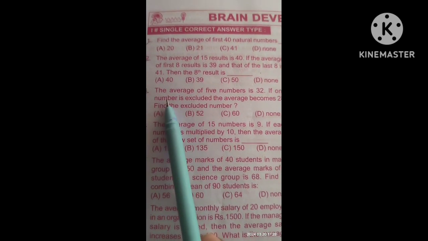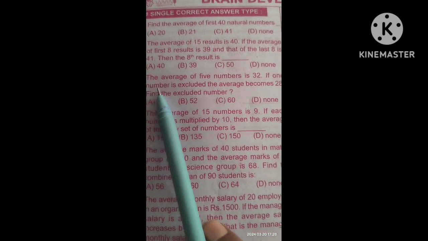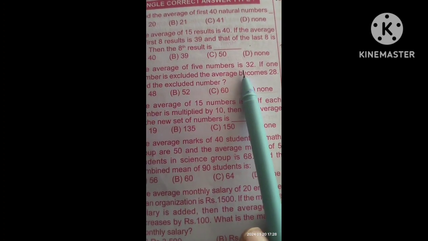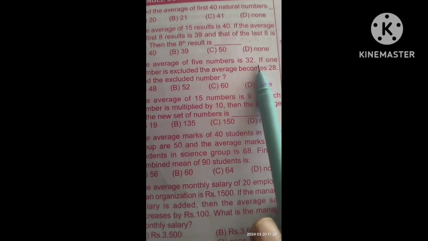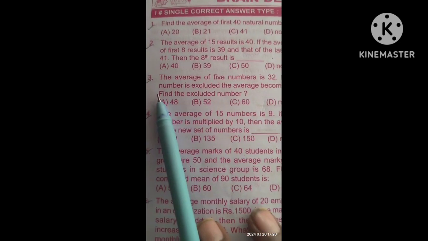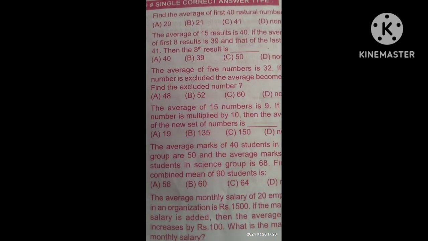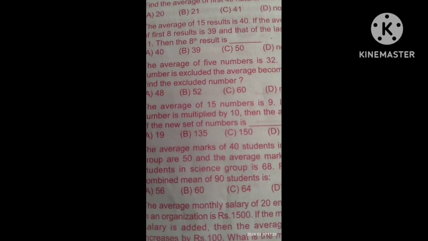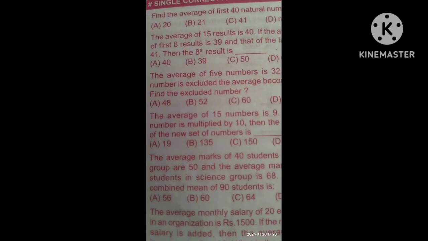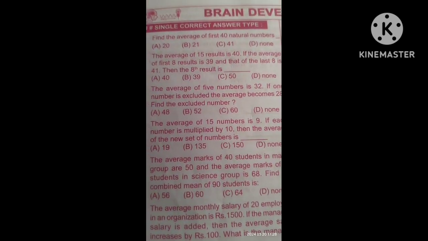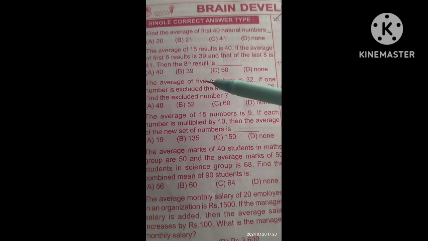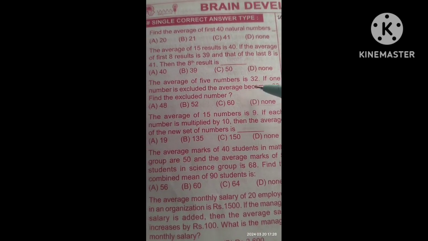And next, come to third one. The average of first 5 numbers is 32. If one number is excluded, means we remove that one. The 5 numbers, for example, 5 friends are there. Their marks, we calculate their marks. The average came as 32.